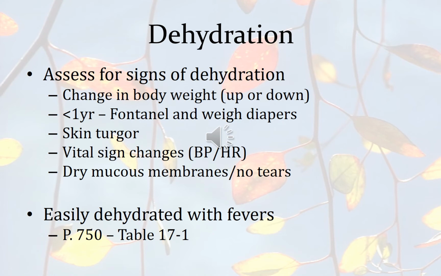If they're only mildly dehydrated, their BP will be normal. If it's severe, it'll be low. Heart rate, on the other hand, if it's mild dehydration, it'll be normal. If it's severe dehydration, they'll be tachy. And again, remember, the mucous membrane should be moist and pink. And if they aren't crying tears, they're probably dehydrated.